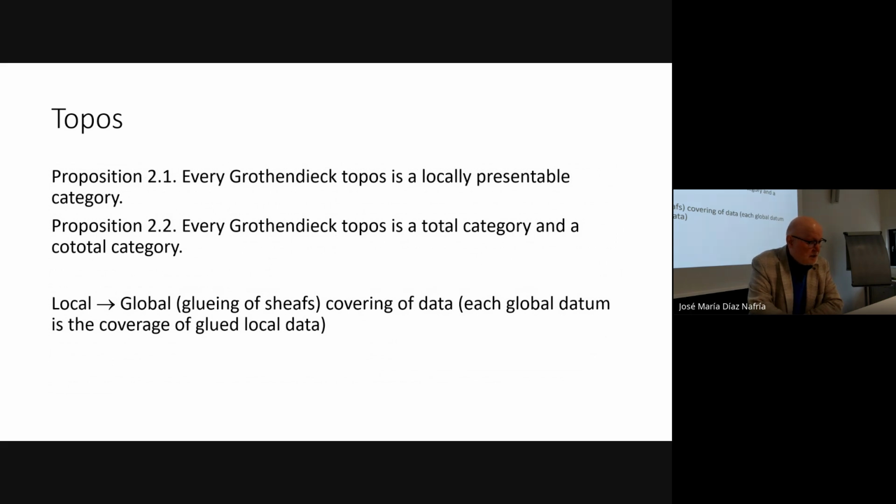Okay, I skipped the propositions, and as I said before, I claim that they are proved. But you see here already that there is a difference between local and global, namely in the sense that global refers to the gluing of sheaves, covering of data. The expression covering, especially coming from Grothendieck, goes back to the open sets terminology, because if you have a covering, then it means that some object is covered by open sets.